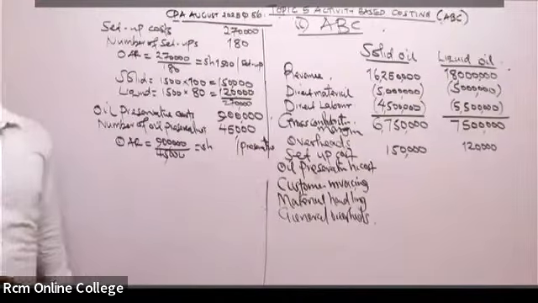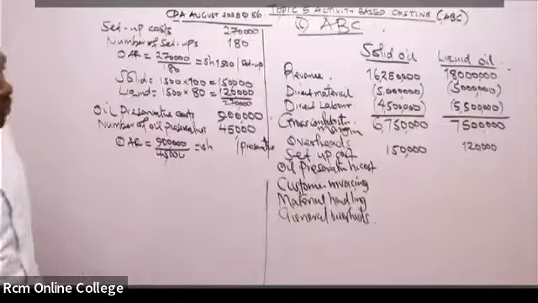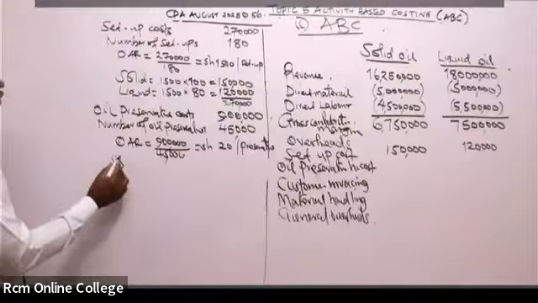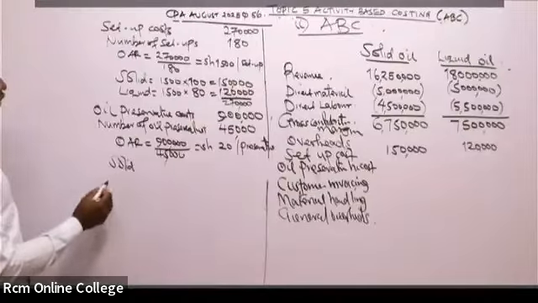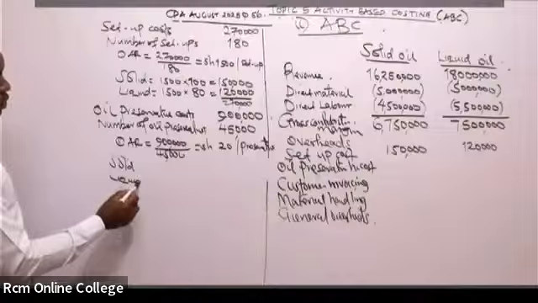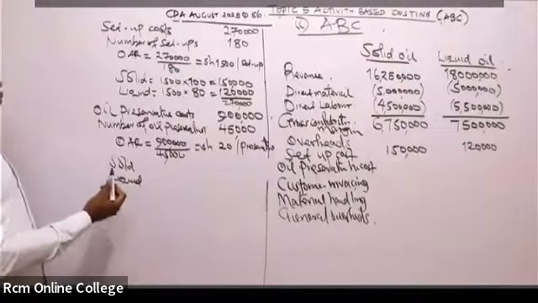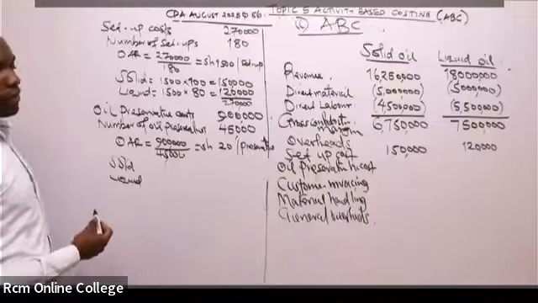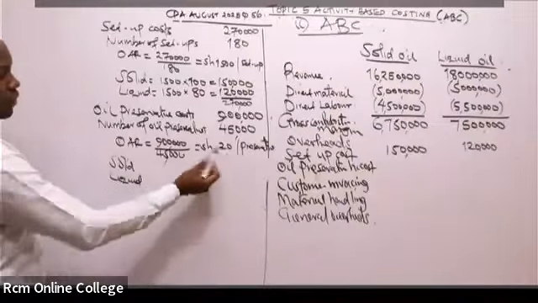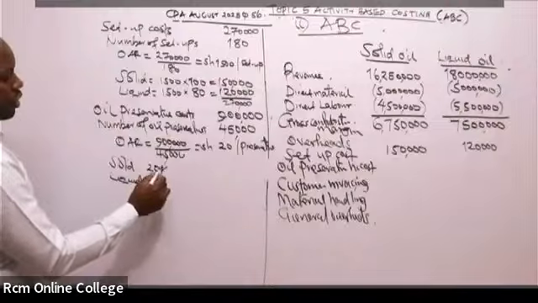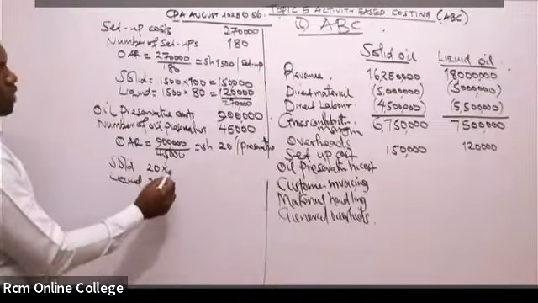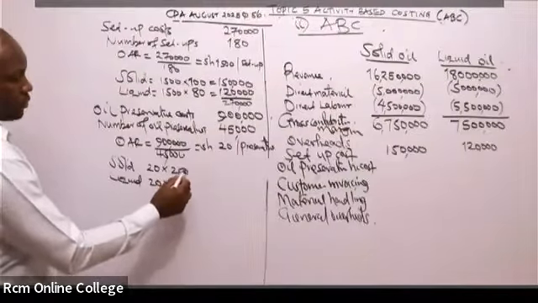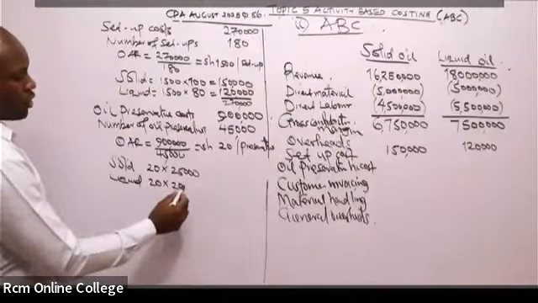What are you getting? 20 shillings per preservative. What is the share for the solid oil? What is the share for the liquid? Total preservatives for the solid oil, we were having 25,000. So we take the overhead absorption rate, which is 20, common to all of them, but multiply by the activity level, which is 25,000.